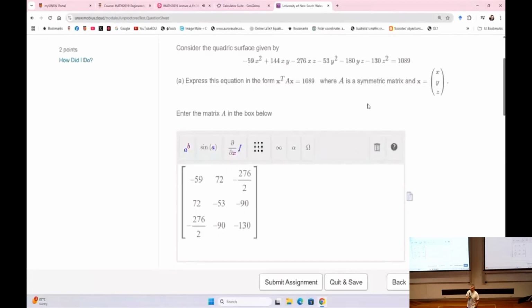You can see I filled this one out earlier. And this main diagonal with x squared, y squared, z squared, etc.